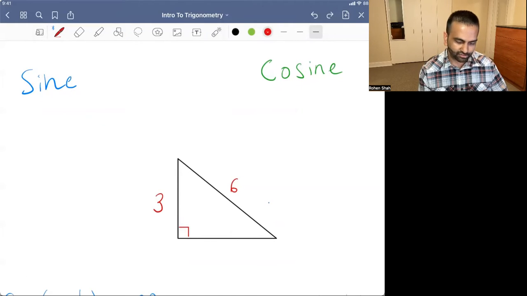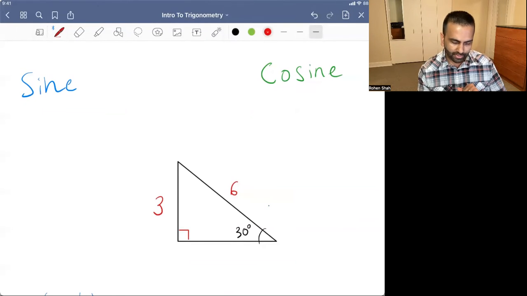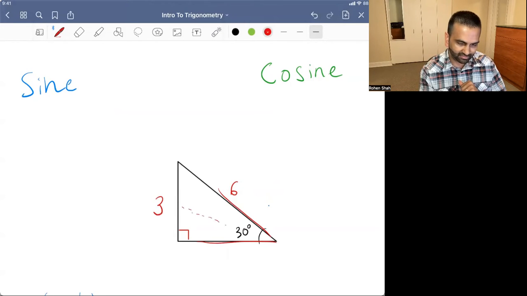So looking at this triangle, let's say I pick this angle, and let's say this angle is 30 degrees. Now, if I want to talk about this angle and how the 3 sides relate to that angle, well, out of the 3 sides, 2 of these sides are sort of touching that 30-degree angle. So the one that's not, the one that's across from it, is called the opposite side. So this one over here is the opposite side.